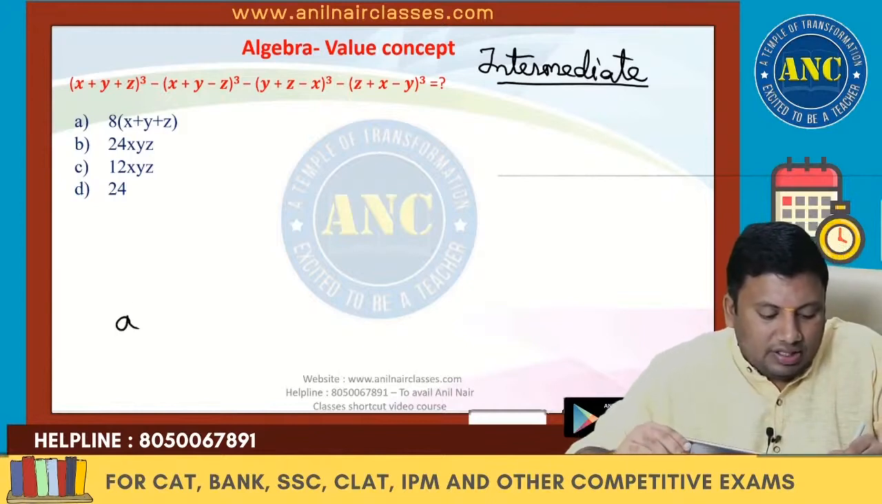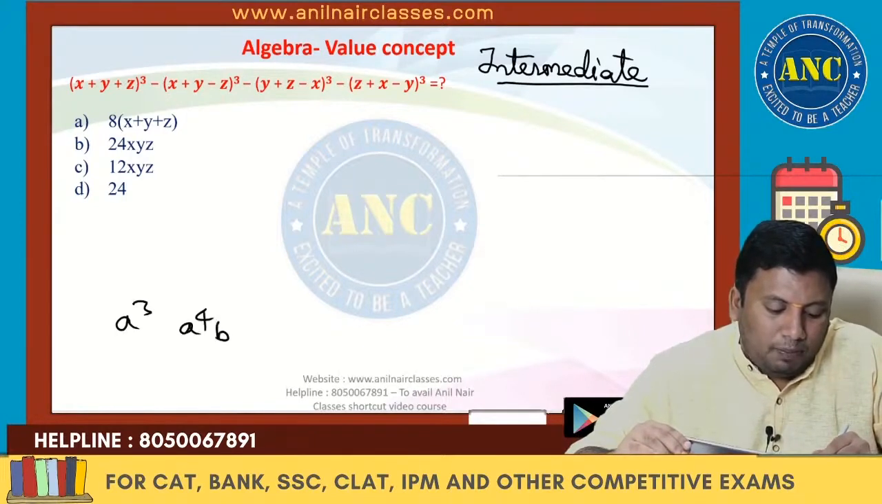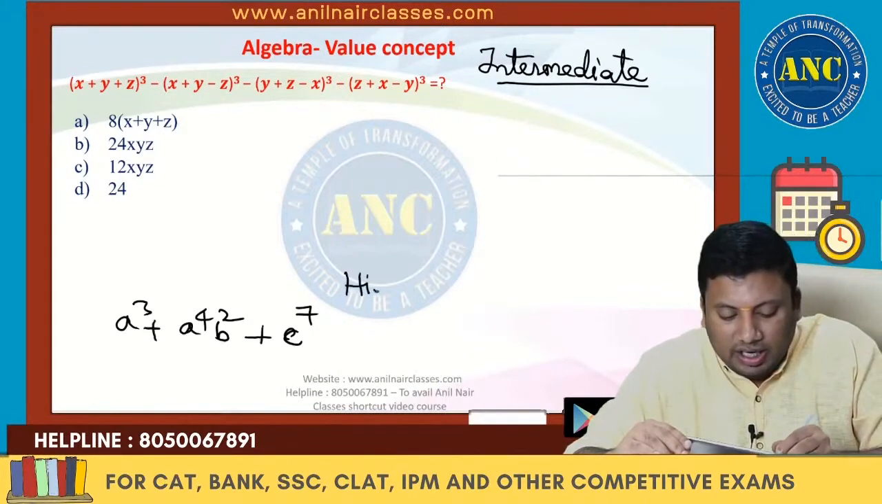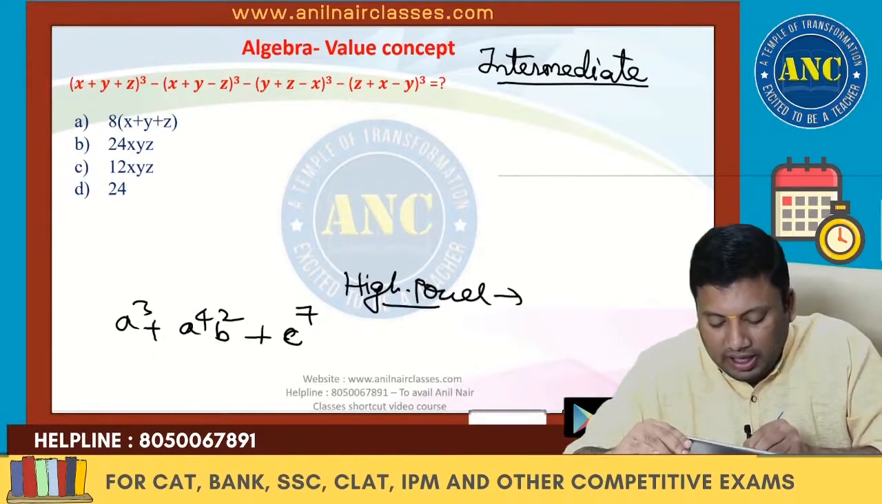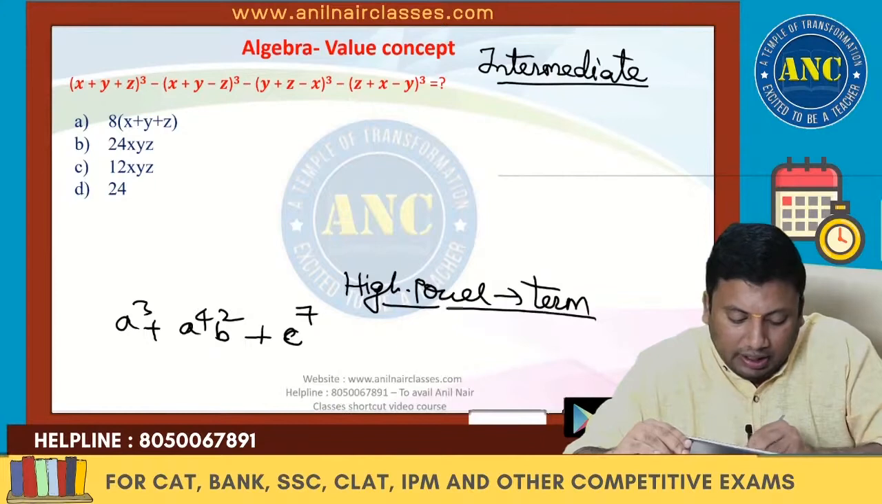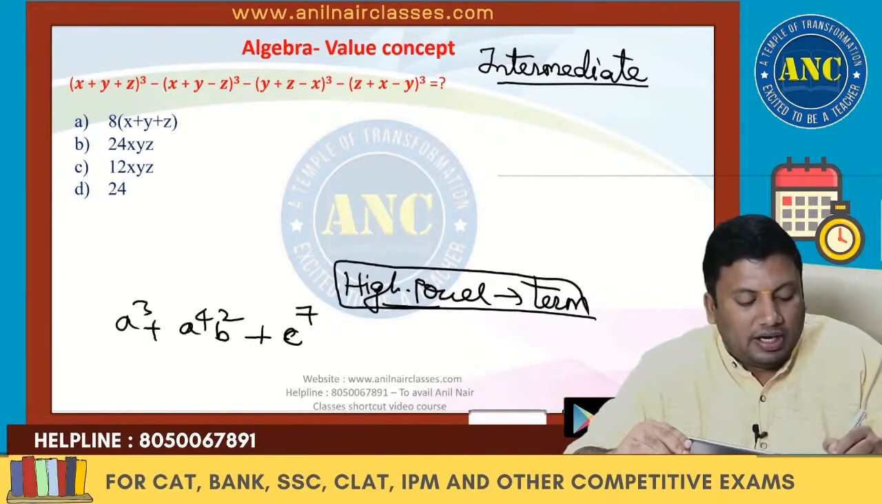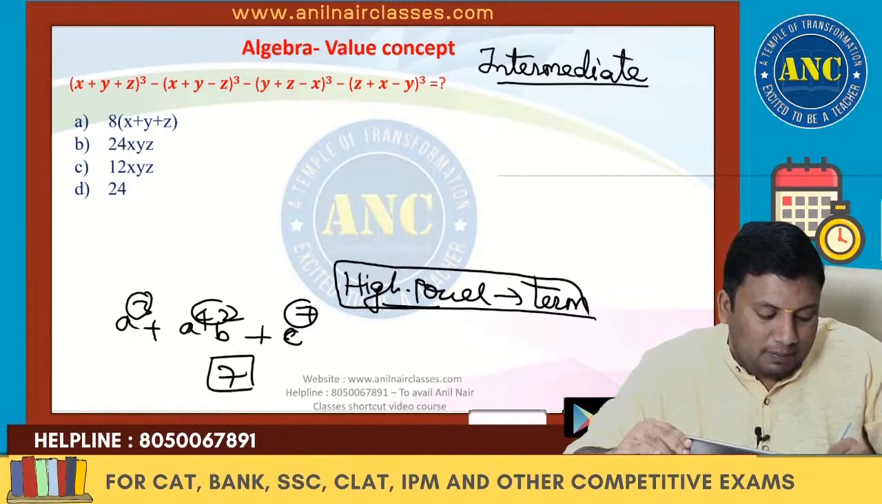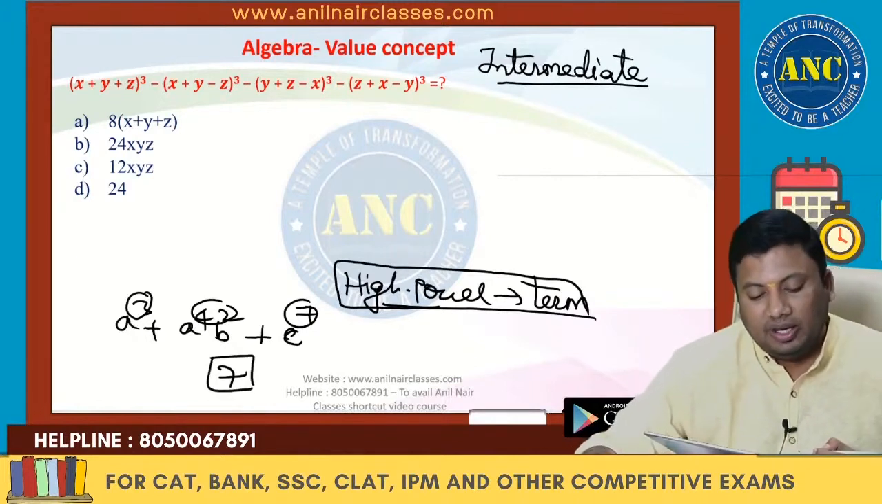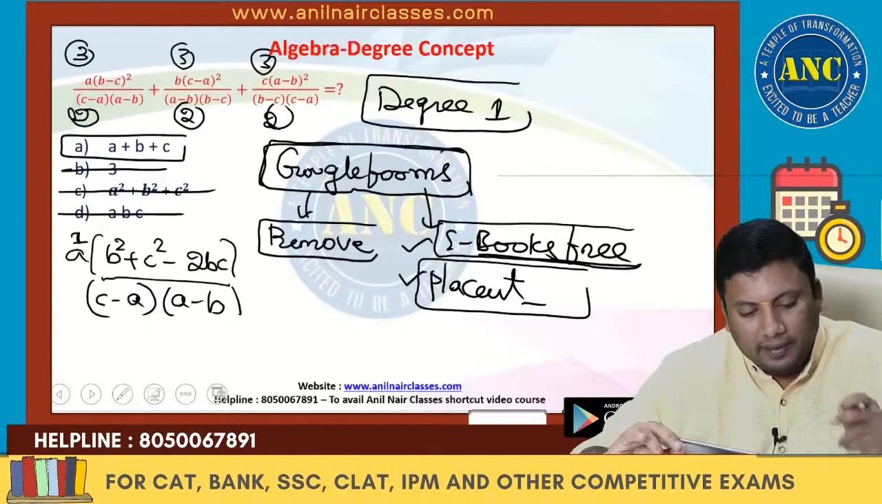Jyotika, if it is A cube, A power 4, B power 2, C power 7, if there are different terms, I told you to take the highest power in a term. 3, 6 and 7: highest is 7. I hope it is clear.